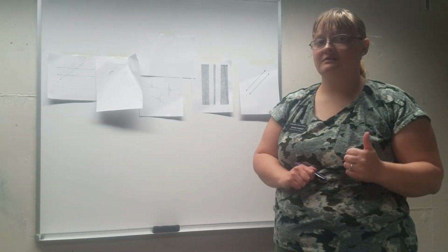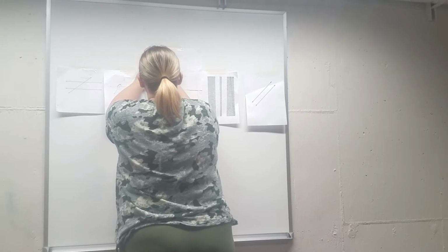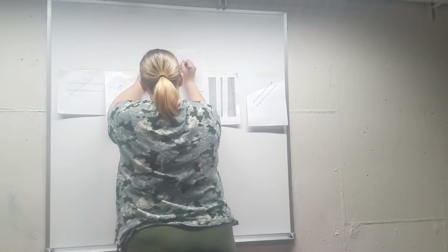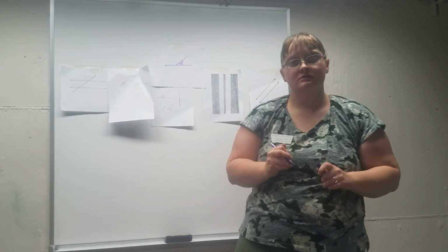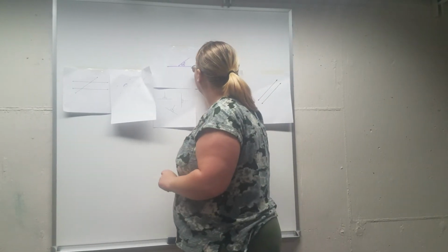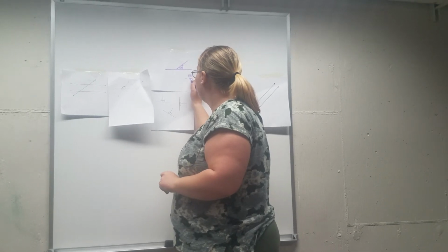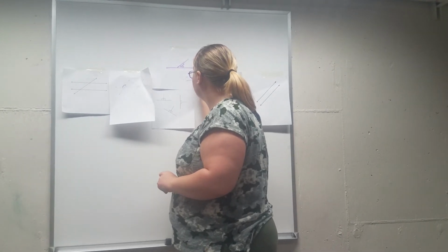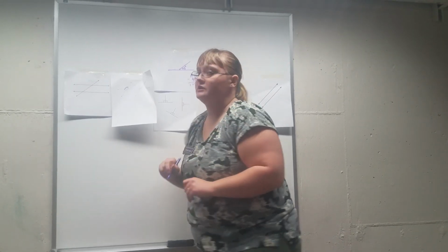Okay. Got it? Okay. So for example, if we have a 45-degree angle, how would we find the other side? You subtract. Okay, so we would go 180 minus 45 would be 135.